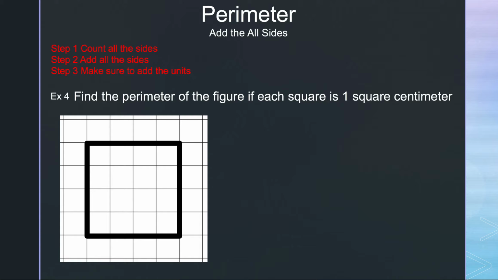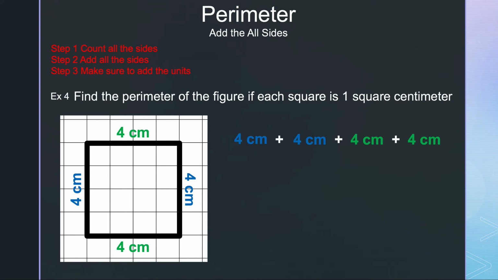Let's start counting on the top left. 1, 2, 3, and 4 gives me 4 centimeters. Continuing, 1, 2, 3, and 4, 4 centimeters. 1, 2, 3, and 4, which gives me 4 centimeters. And finally, 1, 2, 3, and 4, which gives me 4 centimeters as well.